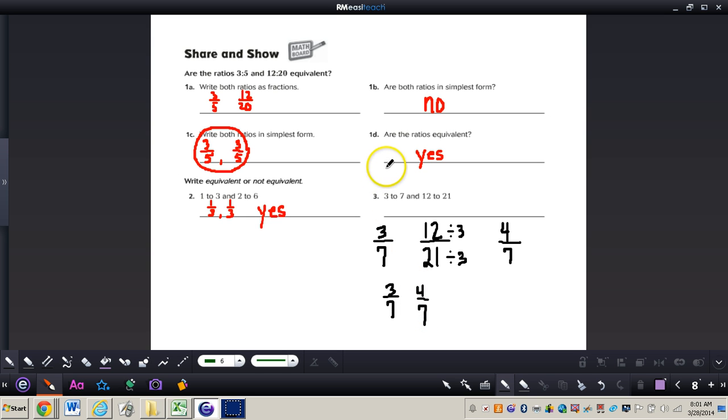So number 3, 3/7 and 12 to 21, write equivalent or not equivalent. Number 2, I should have just written equivalent there. For this, number 3, it is not equivalent. Why do we know that's not equivalent? Because we simplified both fractions, and both fractions are not equivalent. So the ratios are not equivalent. We'll just write not equivalent here.